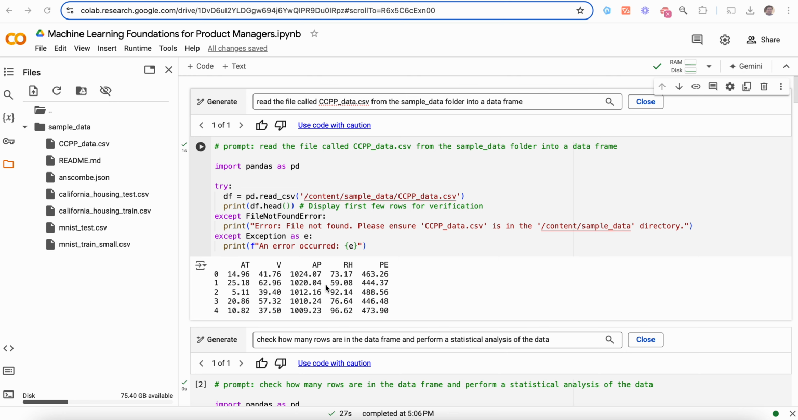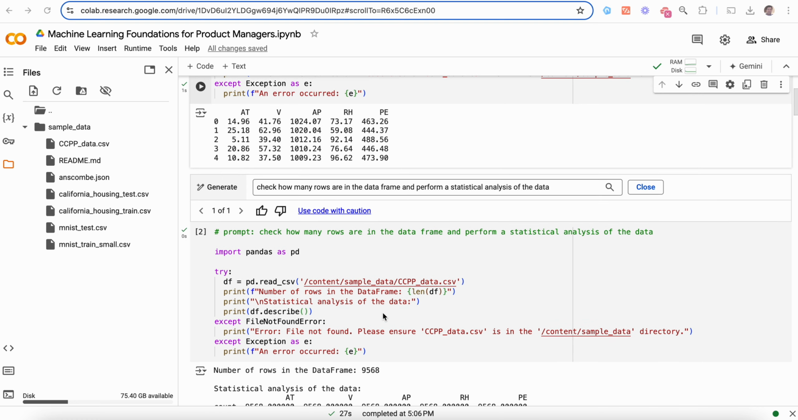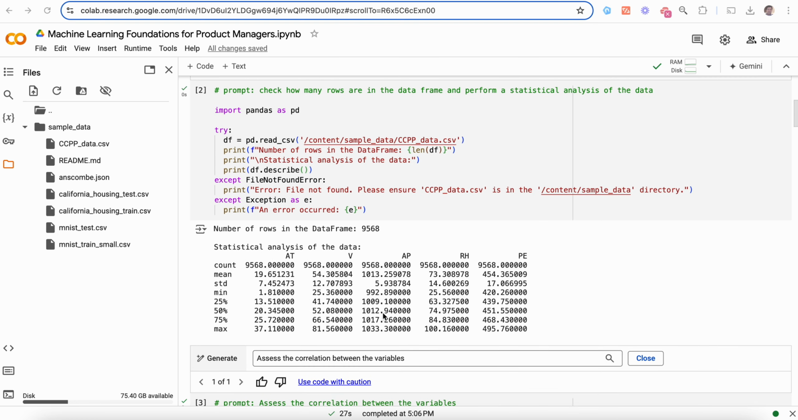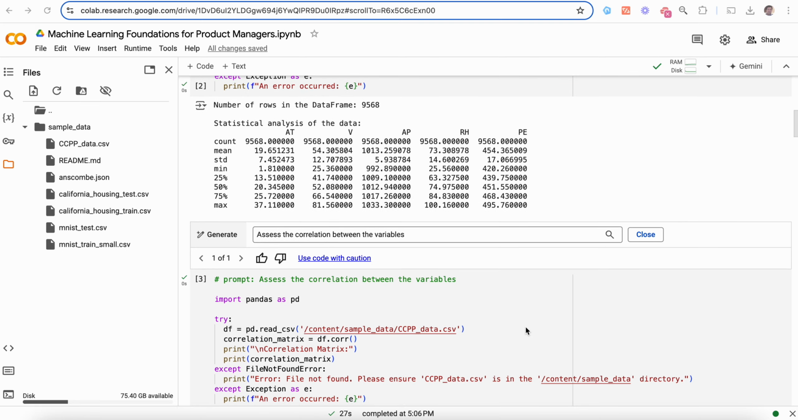So the first thing I did was take the file and check what the file looked like. So that's the kind of data. Then I checked how many rows there are and performed a statistical analysis on the data. And I could see what the means are, what the standard deviation is, the minimum, maximum values, etc. against all of these variables in the data set.